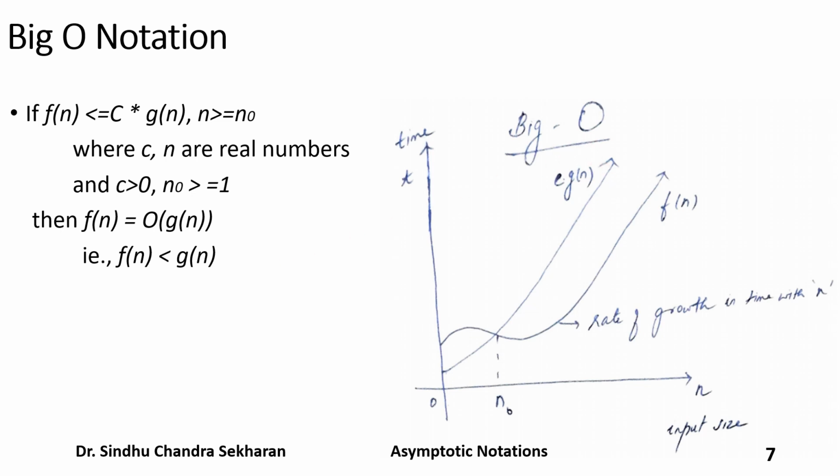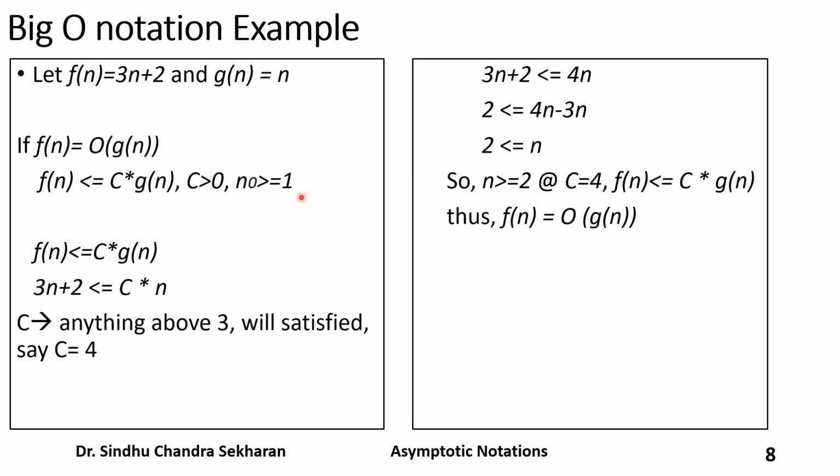Let us understand it with an example. Consider f(n) = 3n + 2 and g(n) = n. Now, if f(n) = O(g(n)), then f(n) is less than or equal to c·g(n), where c is greater than 0 and n0 is greater than or equal to 1.